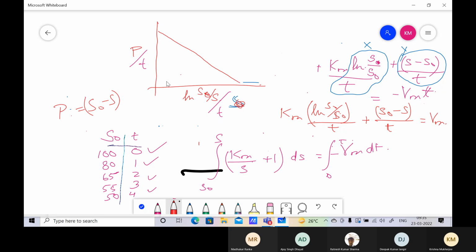Is this the line or is this the line? Come on, let us have this very simple question. Which is the correct line? The red one. The red one.